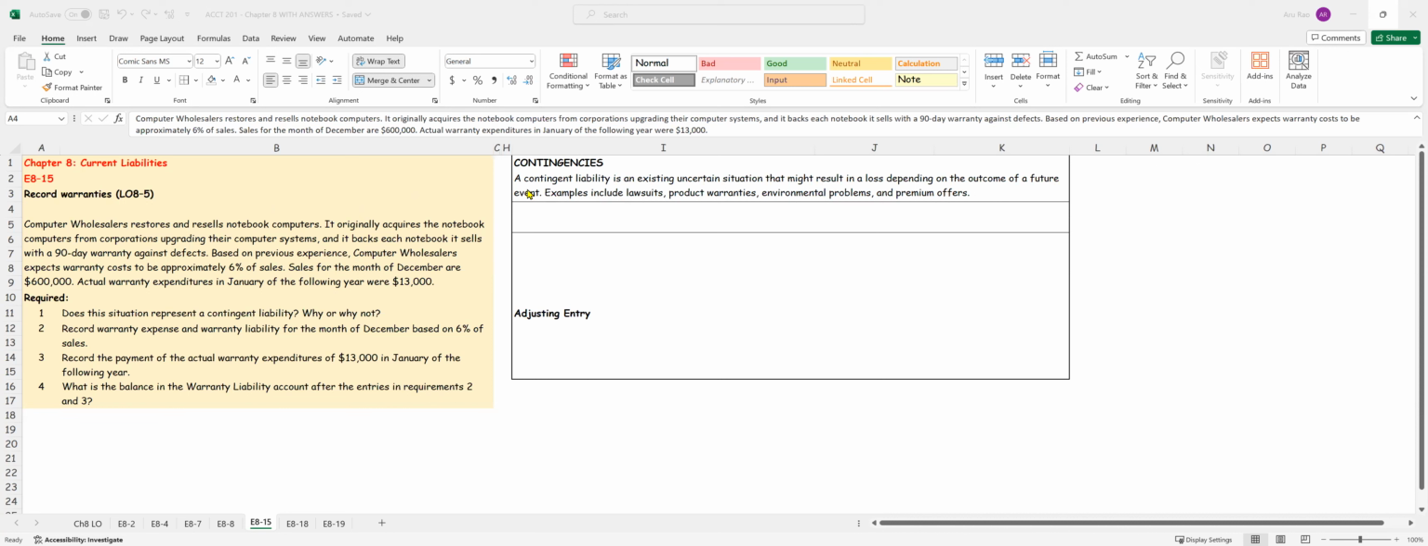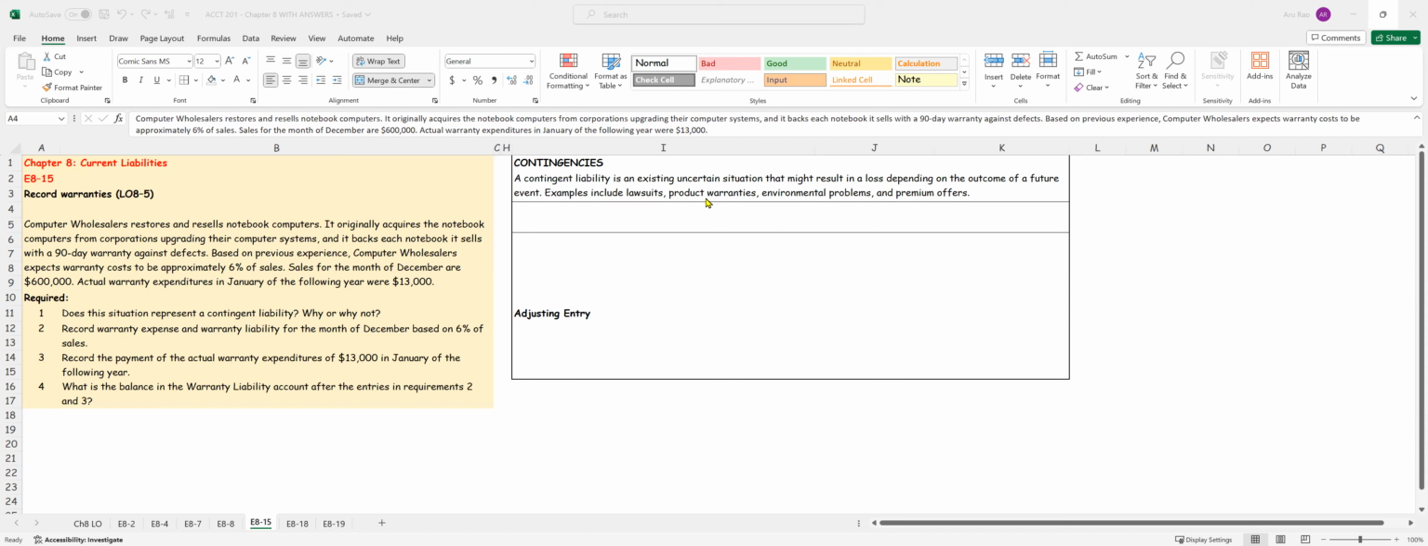To start with, a contingent liability is an existing uncertain situation that might result in a loss depending on the outcome of a future event. It may be a loss or an expense. Basically, it's resulting in some kind of cash outflow. Examples are lawsuits. I have been sued. I'm contesting, obviously, the lawsuit, but if I lose, I'll have to pay up.